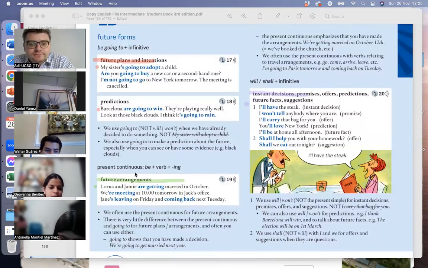And now the rules. We often use the present continuous for future arrangements. There is very little difference between the present continuous and going to for future plans or arrangements, and often you can use either. So as it says here, if we're talking about future arrangements or future plans, a lot of times we can use one or the other, or both. So we can say, I am going to talk, or I will be talking, one or the other. You can use it as well for the future arrangements. Okay, continue.